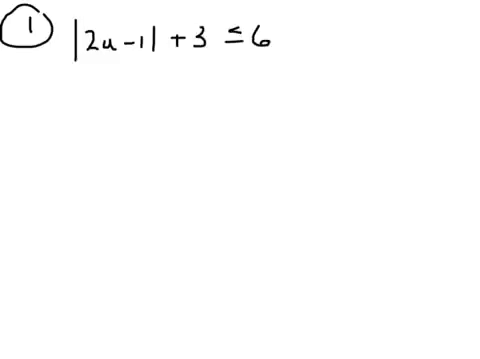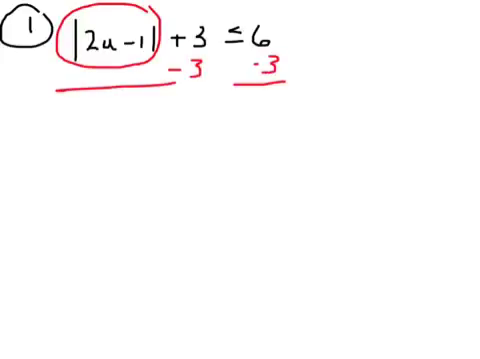Okay, so now we're going to look at 21. 21 says the absolute value of 2u minus 1, plus 3, is less than or equal to 6. Just like the last problem, I need to isolate the absolute value before I can really break it up. The easiest way to do that is to subtract this 3 from both sides. So what I have now is the absolute value of 2u minus 1 is less than or equal to, well, the 3 and the minus 3 cancel out, and 6 minus 3 is 3.